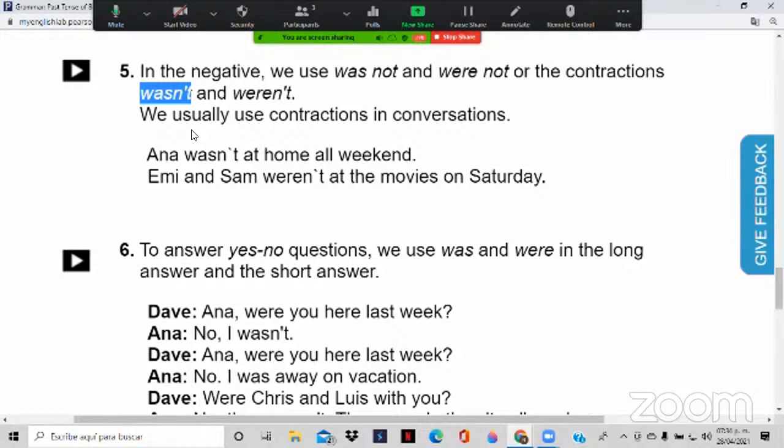Para los otros pronombres, you were not o you weren't o were not. Las dos son completamente aceptables. Sin embargo, cuando hablamos, sabemos que tratamos de, pues, no hablar de más, no repetir como un robot. Así que los americanos utilizan la forma corta, la forma con una contraction, utilizando este apóstrofe. Entonces, wasn't, weren't. Number 6, let's continue.